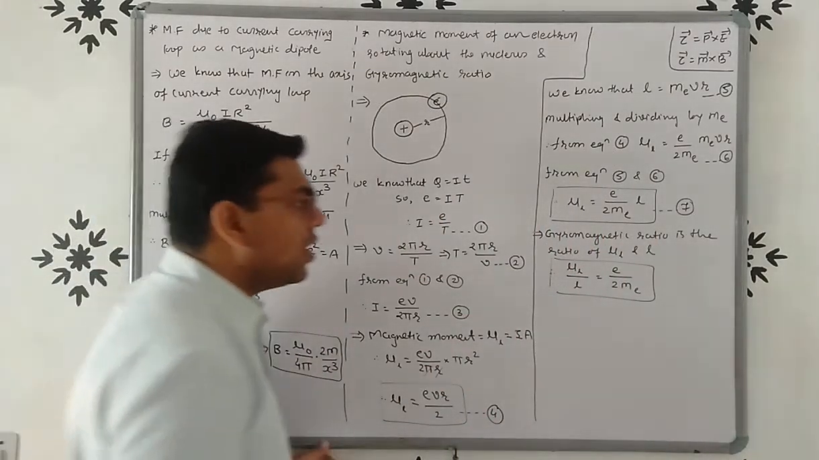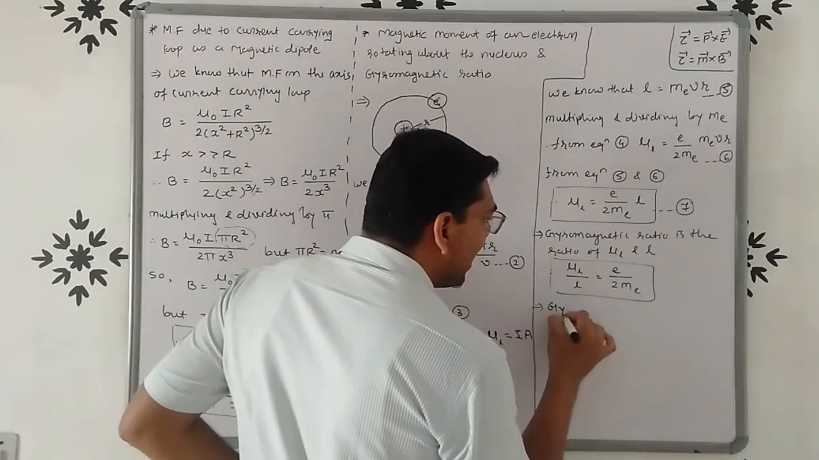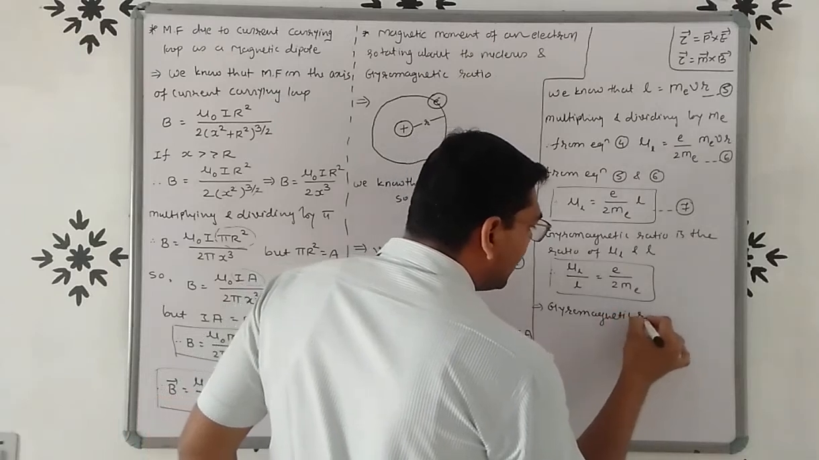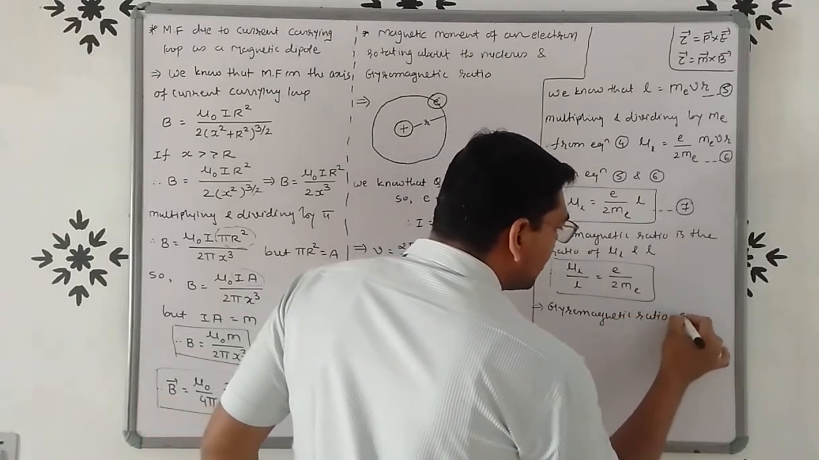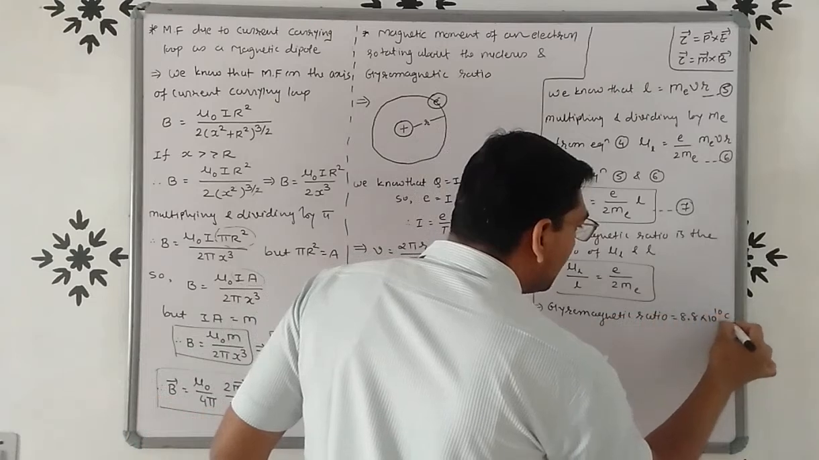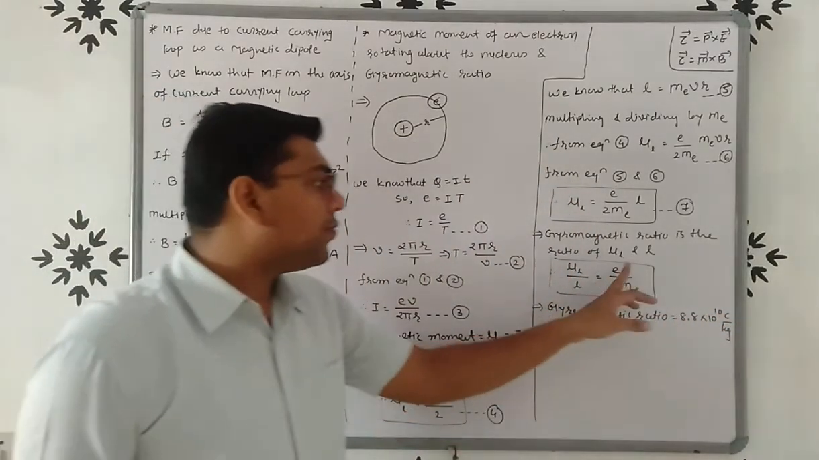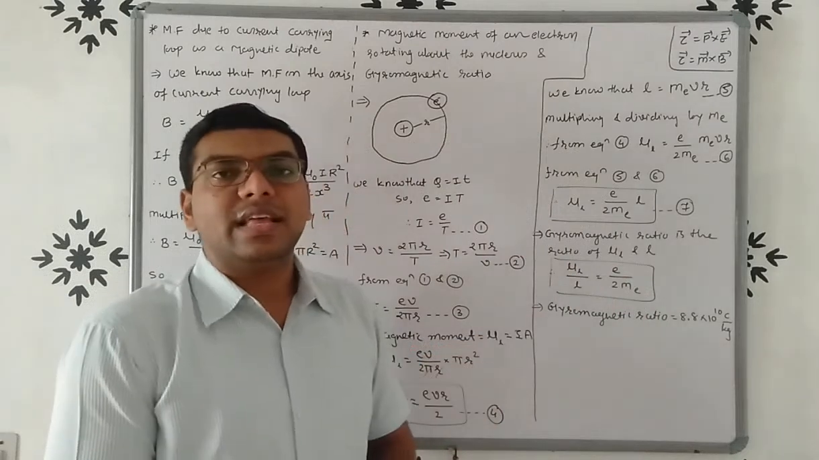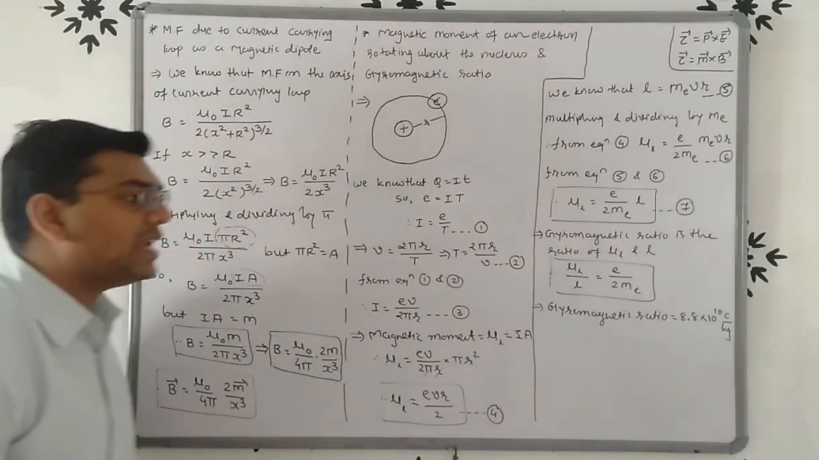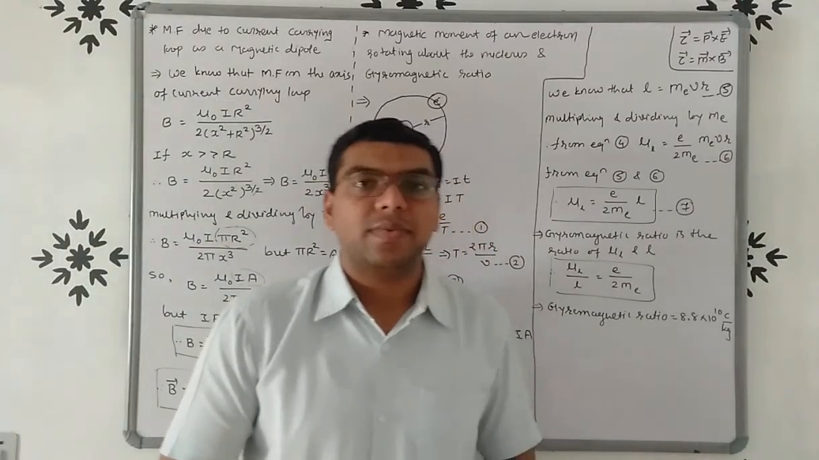Now friends, what is the value of gyromagnetic ratio? The value of gyromagnetic ratio is equal to 8.8 × 10^10 coulomb per kg, right? If you put the value of e and m, then you get gyromagnetic ratio equal to 8.8 × 10^10 coulomb per kilogram, right?